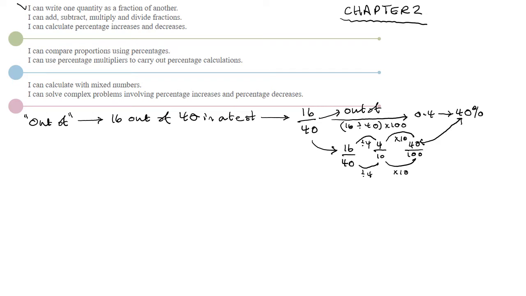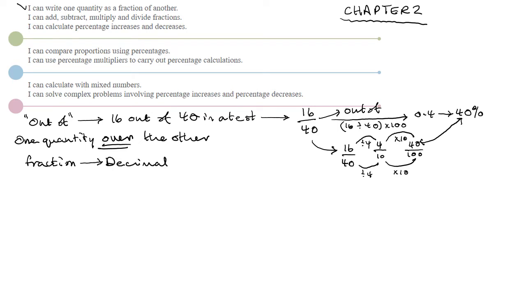So if you're writing one quantity as a fraction of another, basically you write one quantity over, literally over, as you do in a fraction, the other. That will give you a fraction. Then you want to change that to a decimal, so you can do that by doing division. And then from the decimal, you then want to times it by 100 to change it to a percentage.